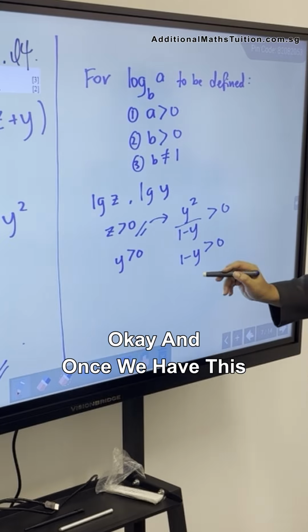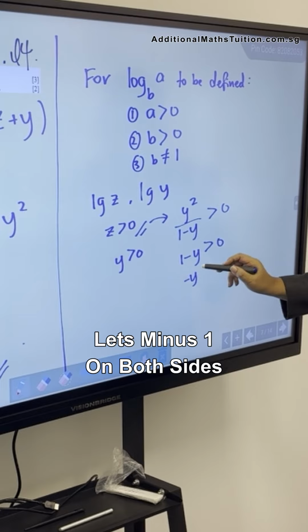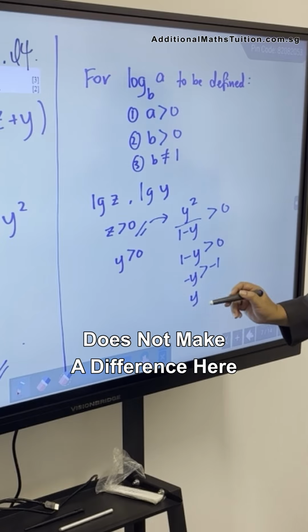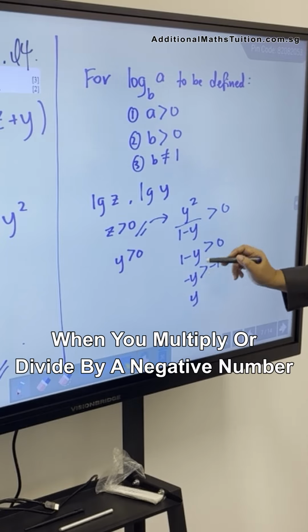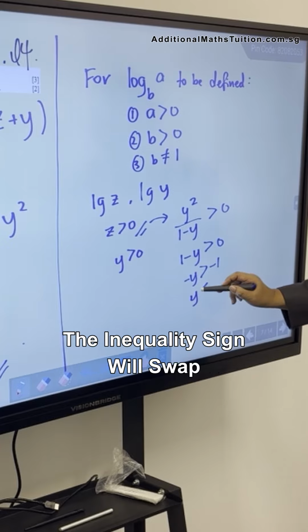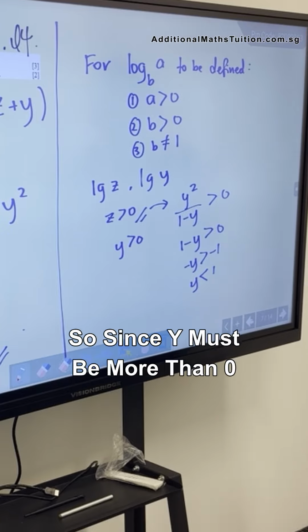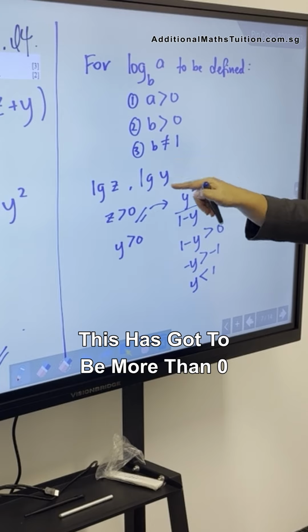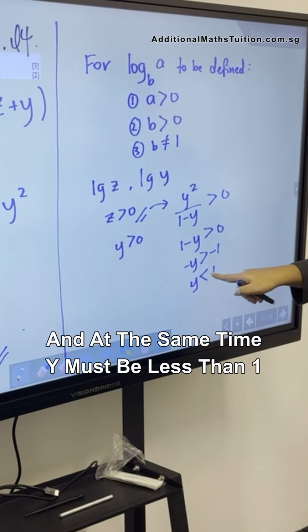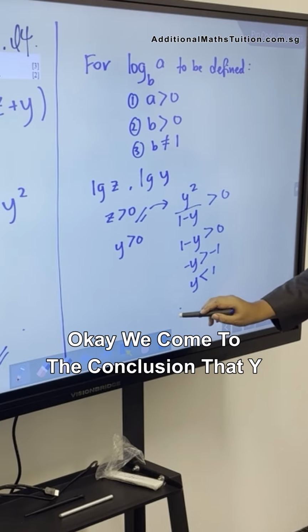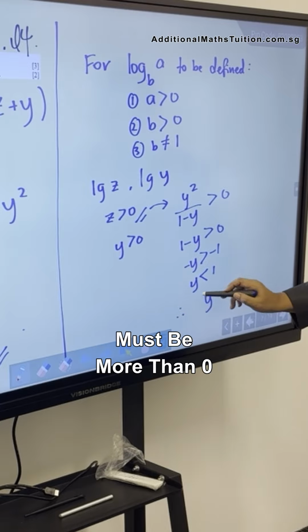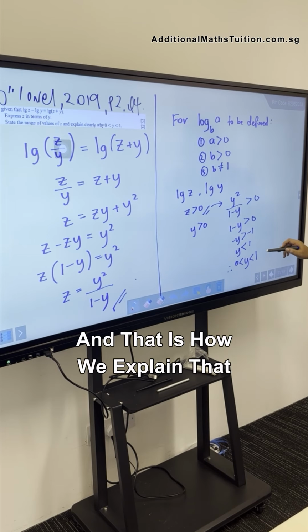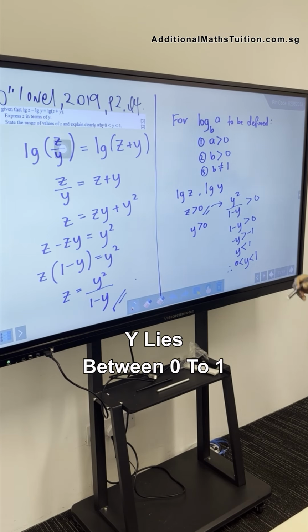Once we have this, let's minus 1 on both sides. And let's divide by negative 1, or let's multiply by negative 1. Doesn't make a difference here. Remember that when you multiply or divide by a negative number, the inequality sign will swap. So let's flip it, and this will be 1. Since y must be more than 0, because there's a log y function by itself, this has got to be more than 0. And at the same time, y must be less than 1. We come to the conclusion that y must be more than 0 and at the same time less than 1. And that's how we explain that y lies between 0 and 1.